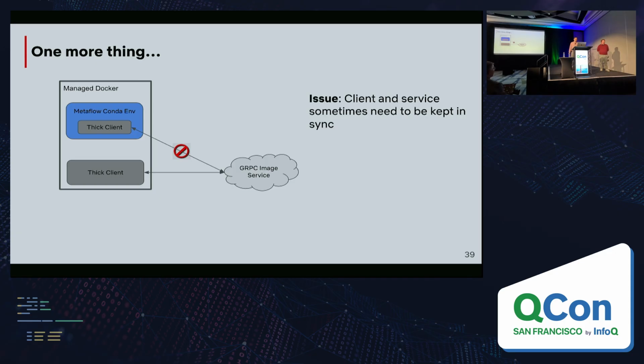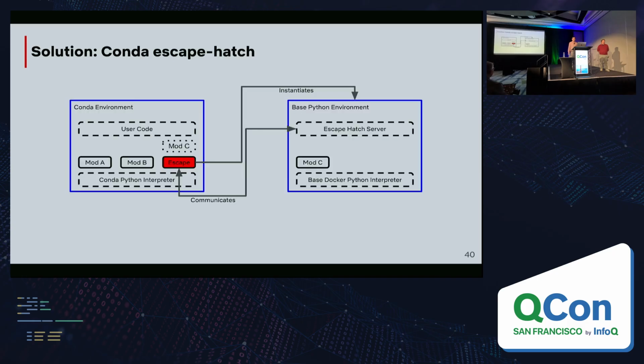The solution for this is what we call the escape hatch, which effectively runs a subprocess with the thick client on the side and allows you to escape out of your Conda environment. So in this case, your thick client runs through this fake proxy escape and will communicate with the base Python environment that runs on the main image that moves along with the service itself.